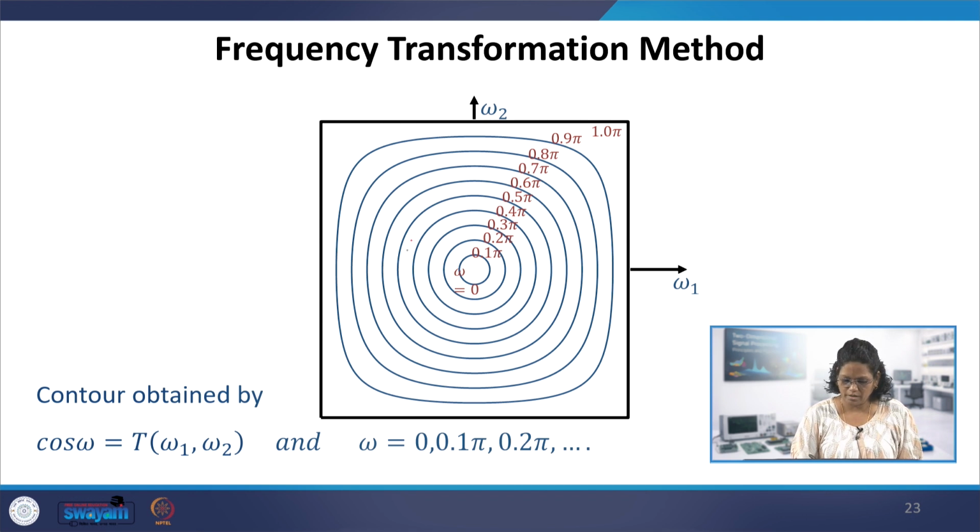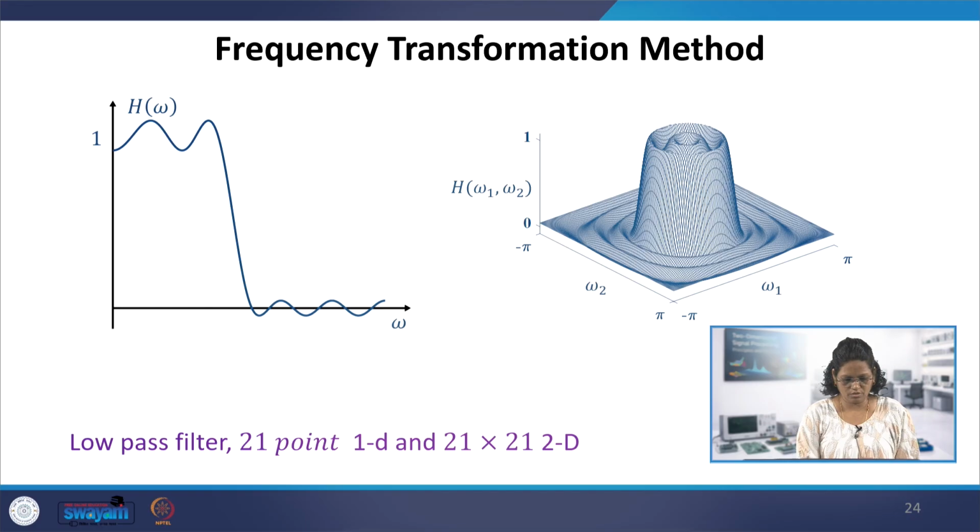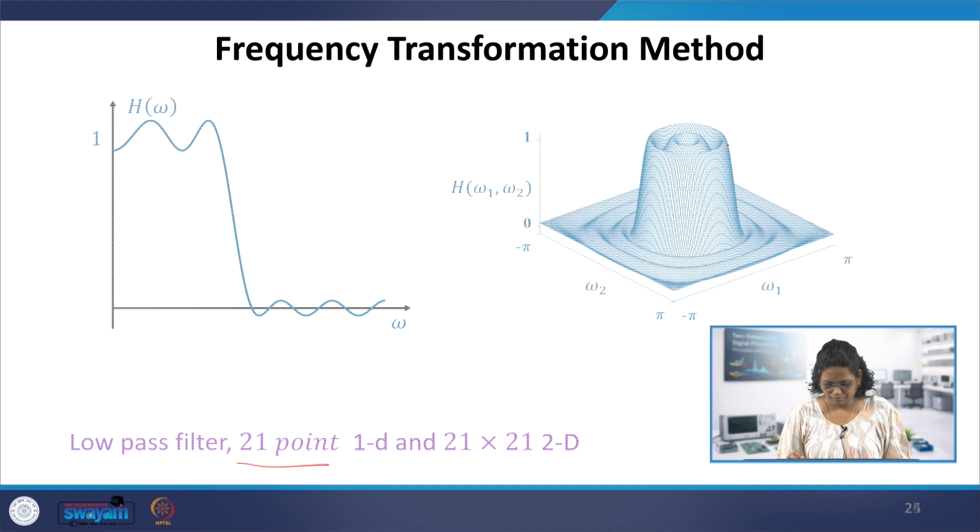Suppose I want the band pass filter to have 0.3 up to 0.6, we can have this whole contour. Or I have a low pass filter with a passband frequency of 0.3 pi, a transition from 0.3 to 0.4, and the rest should be 0. We can choose the transformation function accordingly. Supposing this is h of omega with 21 points, you can see the 2D filter structure after the transformation gives this.